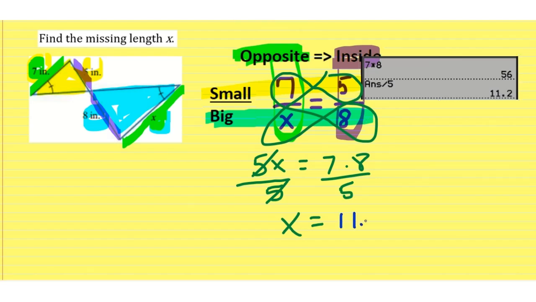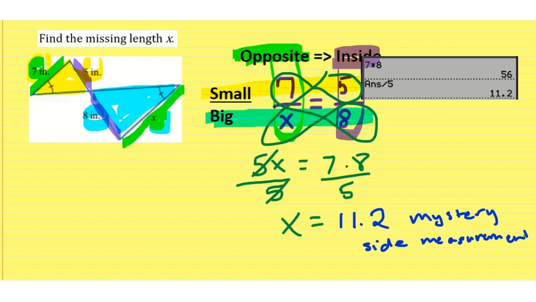11.2. So 11.2 is the mystery side measurement of the large triangle, or I'll say big to save some letters here, big triangle. Okay.